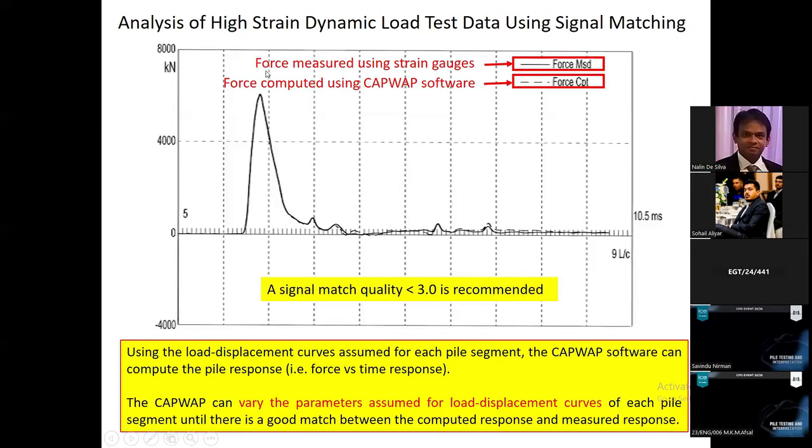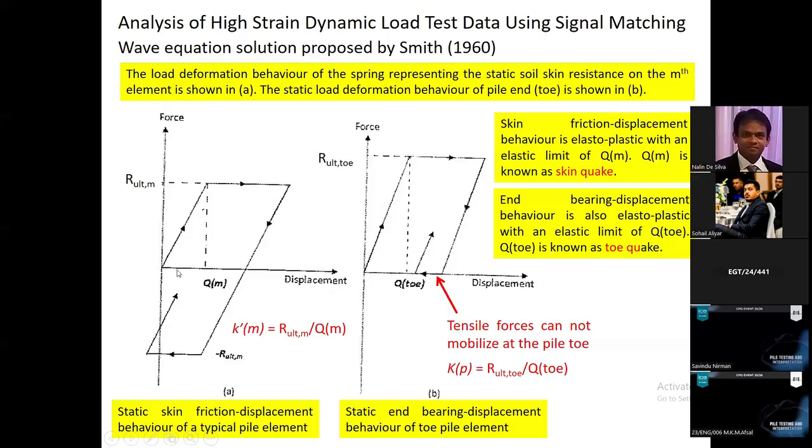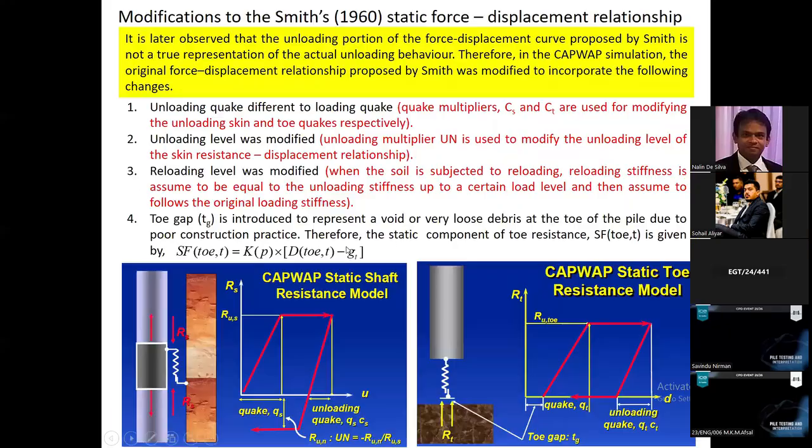Yeah, this is the force measured using the strain gauges, the solid line, and the force computed using the CAPWAP software using that analytical model. Definitely they will not match, right? Because you are making so many assumptions here. This Qm is an assumption, this R ultimate is an assumption, but the actual pile response is not a curve like this. It's a non-linear response. So definitely you will not get a perfect match, right?